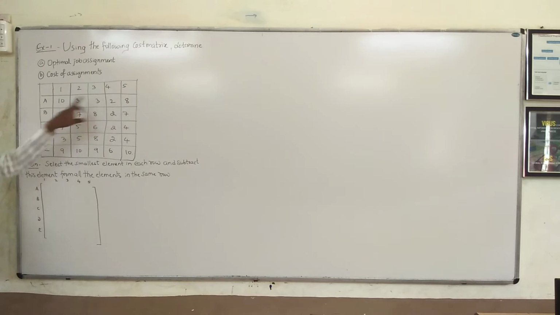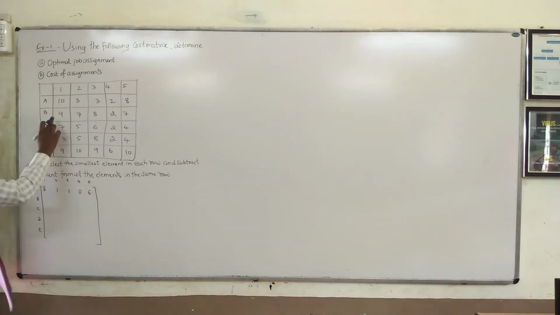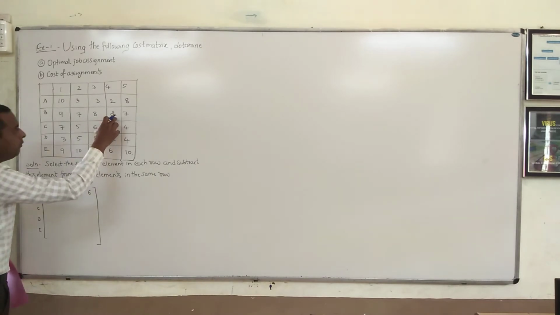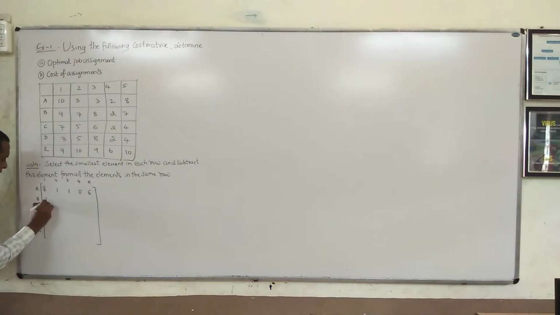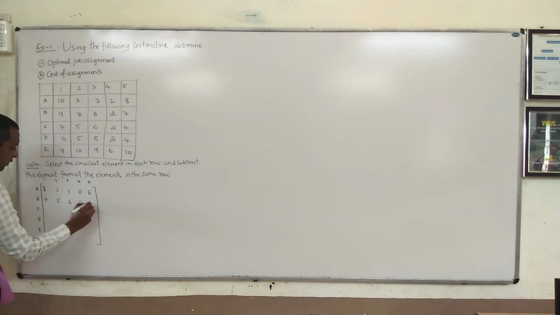So now first take this 10. 10 minus 2 is how much? 8. Then 3 minus 2 is 1. 3 minus 2 is 1. 2 minus 2 is 0. 8 minus 2 is 6. So the first row is finished. And what is the minimum value in the second row? That is 2 here. So 9 minus 2 is 7. 7 minus 2 is 5. 8 minus 2 is 6. 2 minus 2 is 0. Again 7 minus 2 is 5.